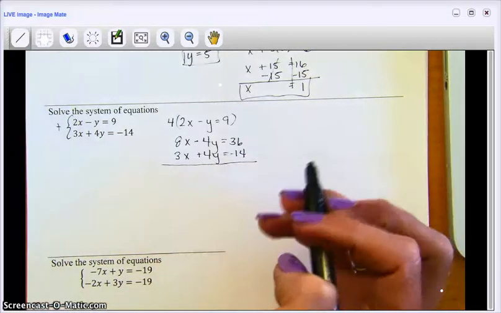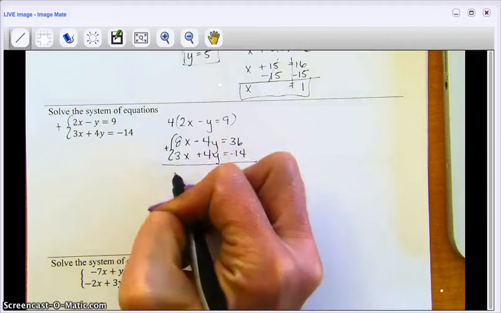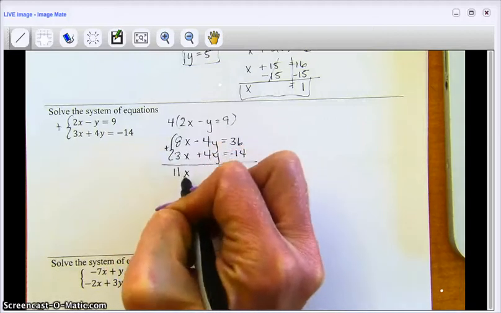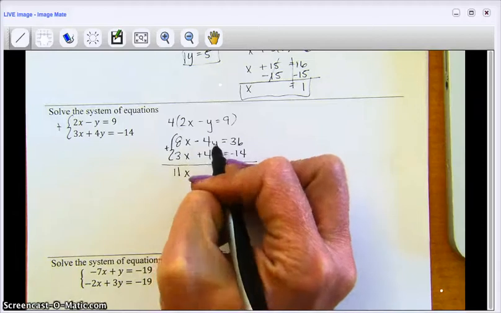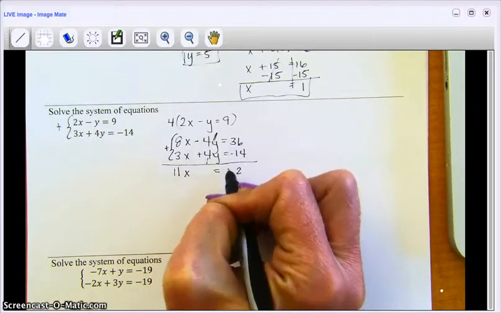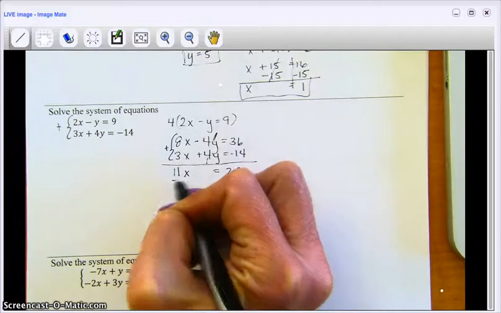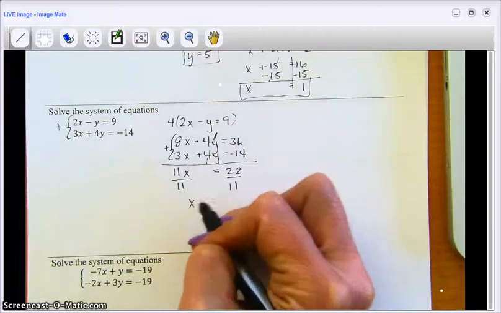And I'm going to be able to then add these two together, and I will get an 11x. This negative 4y and positive 4y, when I add them together, they'll cancel out, right? Equals 22. So now I can divide by 11, and I will get x is equal to 2.